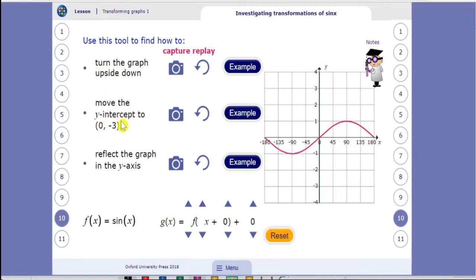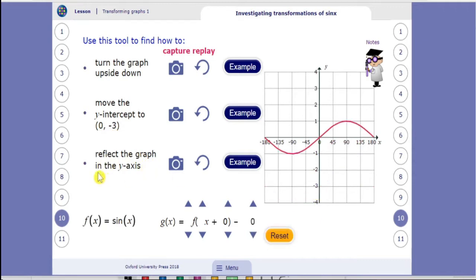Okay, move the y-intercept to 0, negative 3. The y-intercept is at 0, 0. We want to shift it to 0, negative 3, so it's just shifting it downwards by 3 units, because the y-intercept is being changed. So from 0, it's now going down. And how do you translate it vertically? That's by subtracting or adding in the output. It's going down, so I'll be subtracting 3 from that. And now you can see that the y-intercept is at 0, negative 3.